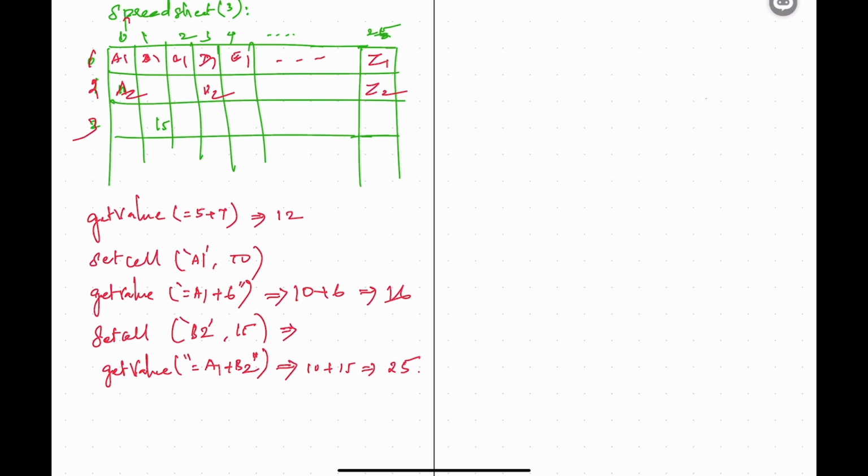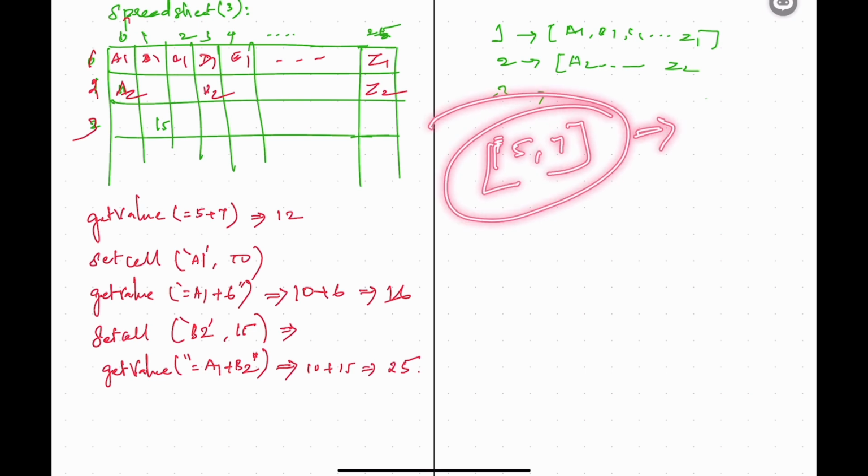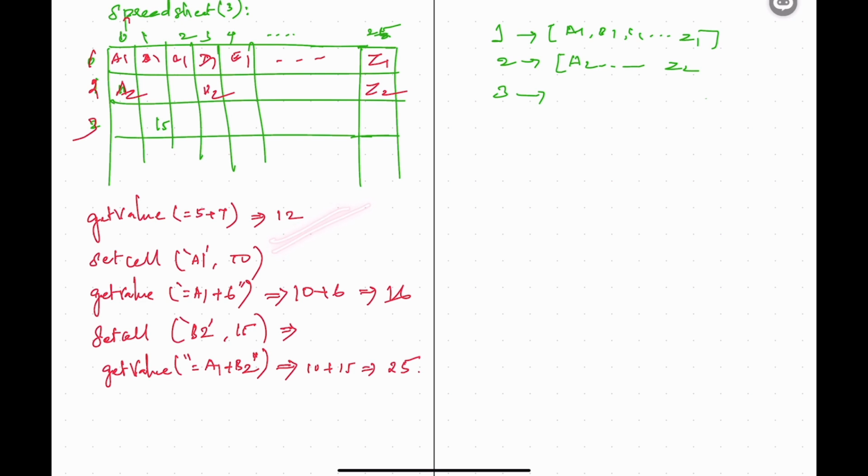Now let's assume you have an array of values. At row 1 you have A1, B1, and all the columns C1 till Z1. At row 2 the same, you will have A2 till Z2, and at row 3 like this. Cells as a 2D array with indices 0, 1, 2. If they give getValue 5 plus 7, we have to convert this into an array of values, which will be 5 comma 7. Then if you add, it will return 12. Let's implement the getValue function later.